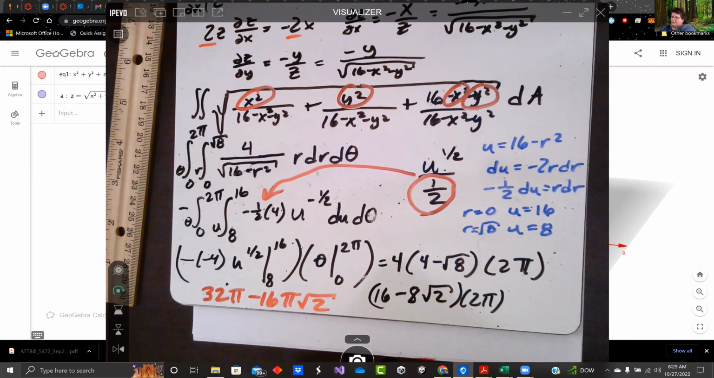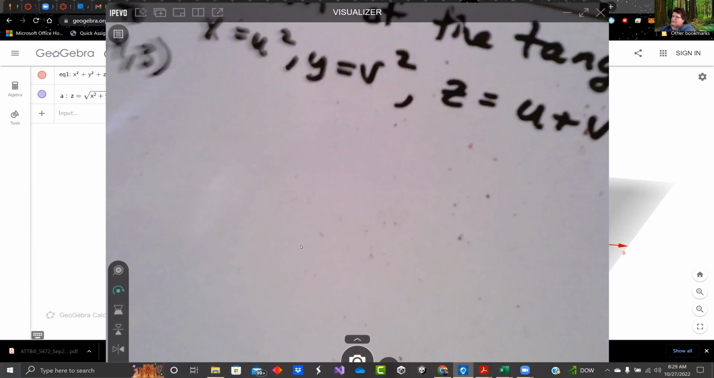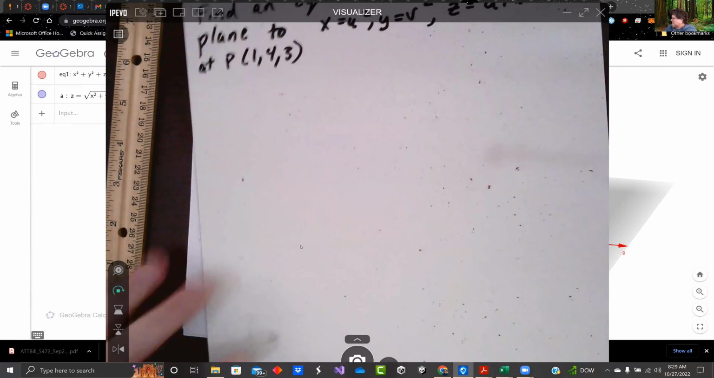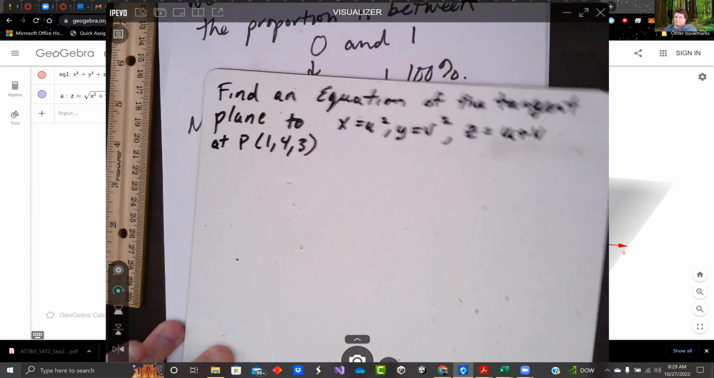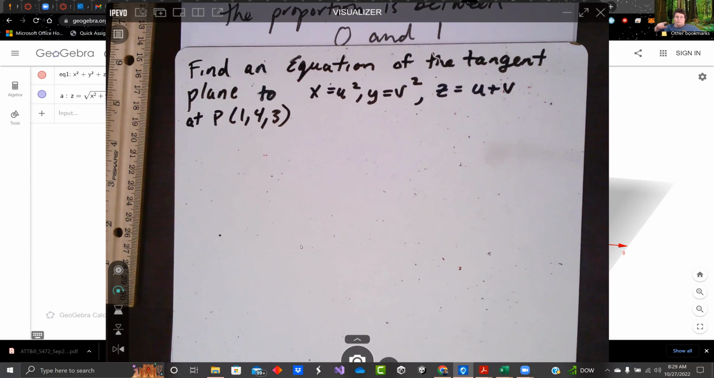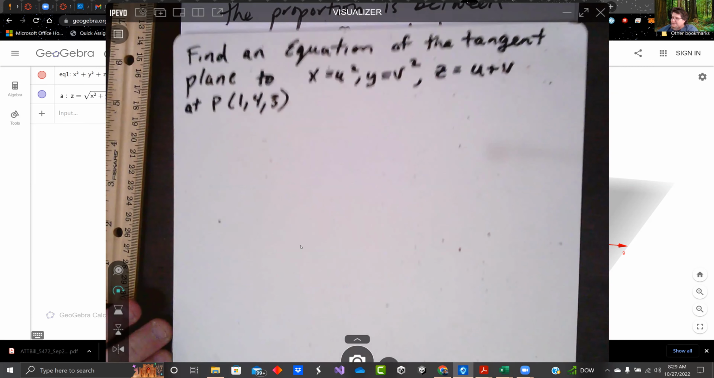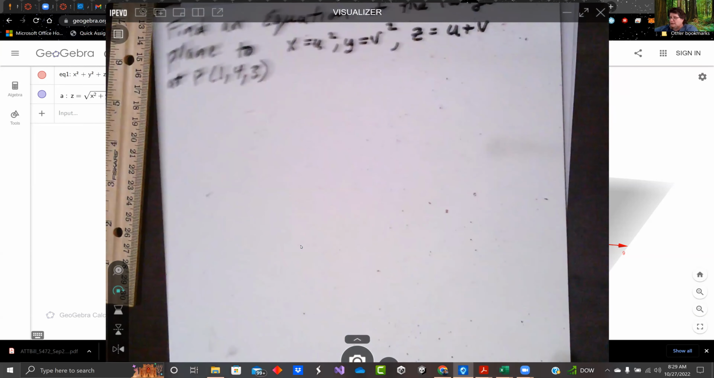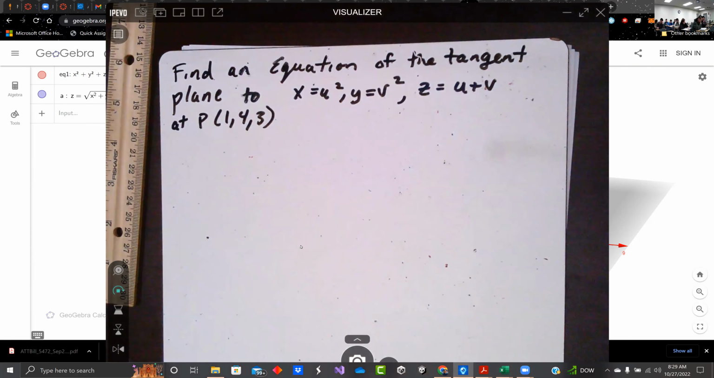You guys ready for more? Well, this is the last idea in 14.4, and then we're gonna look at triple integrals and give you guys some tips on how to go about tackling the limits of integration and stuff there.